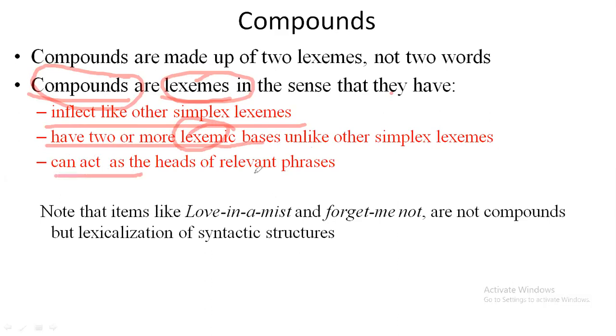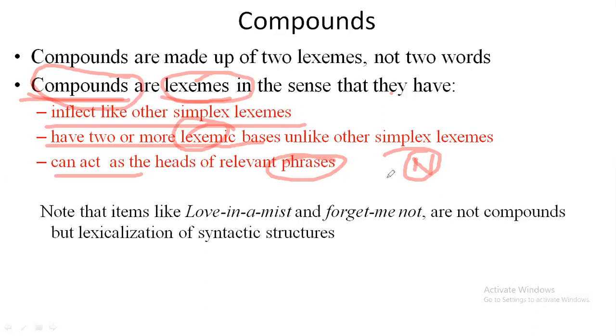And they act as the head of relevant phrases. If we use it in a noun phrase, for example, the noun is the head, and if it's a compound noun, the compound noun will be the head of that noun phrase. Did you get my point here? These are the characteristics of compounds. There should be two lexemes, forming one compound word. Compounds and lexemes are equivalent, right?